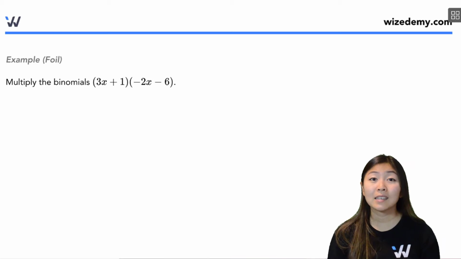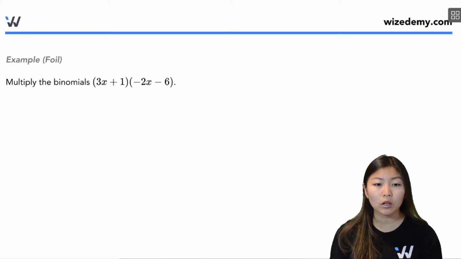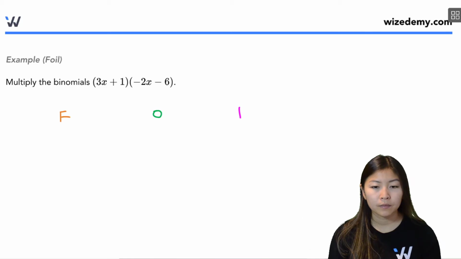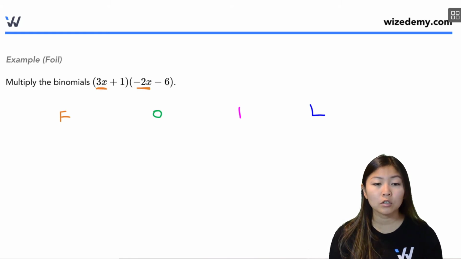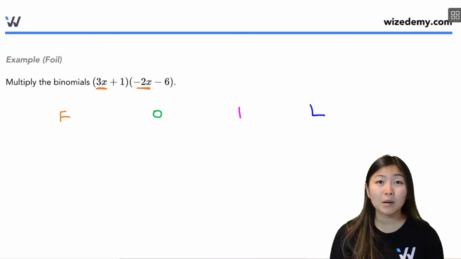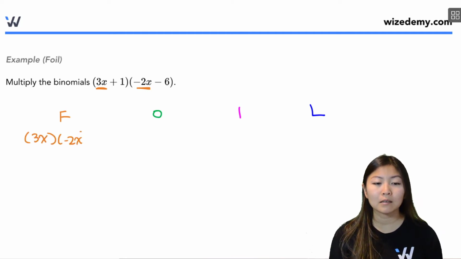Let's take a look at an example of how to apply this FOIL method. Now I'm going to first write out my FOIL, and I'm going to use different colors just to really highlight what we're doing. All right, let's start with F. F stands for first. Well, what is first? If you look at both of these brackets, they both have a first term. So that means I'm going to multiply the first terms together. So that's 3x times negative 2x.